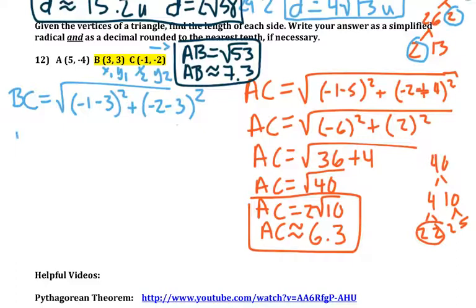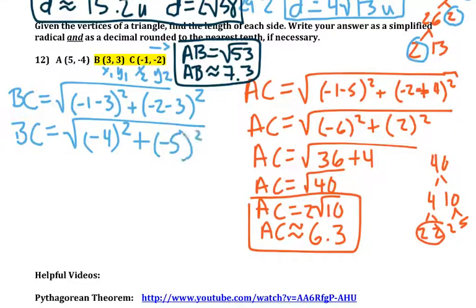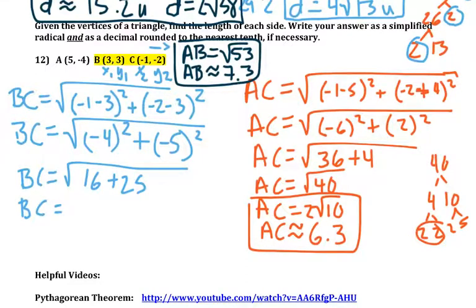Now we're going to go ahead and simplify this. So BC is equal to the square root of negative 4 squared plus negative 5 squared. So BC is equal to the square root of 16 plus 25. And 16 plus 25 is equal to 41. So BC is the square root of 41, or the distance from B to C is the square root of 41 units.